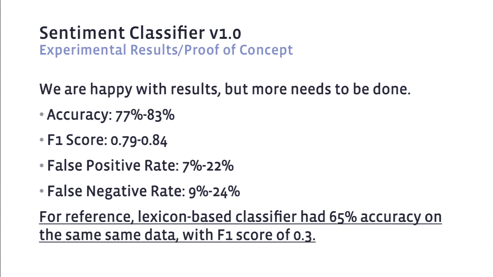Now, this is a range because it depends on the data used, and it also depends on the particular language. English is somewhere in the middle. And our F1 score is between 0.79 and 0.84, which ranges from 0 to 1, so it's very high. We also have our false positive rate, which varies a lot depending on language, and goes from 7 to 22% and 9 to 24%. And for reference, the original classifier that we trained had 65% accuracy and an F1 score of only 0.3. So this is a huge improvement.